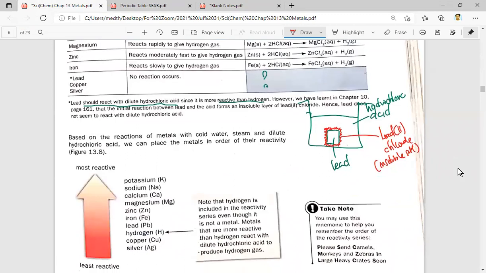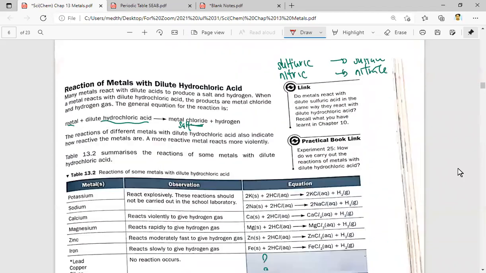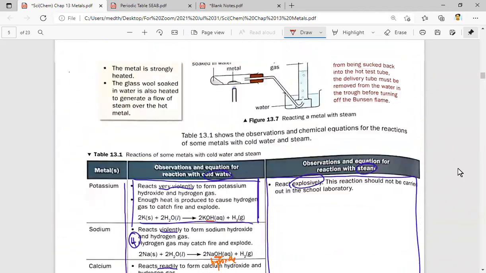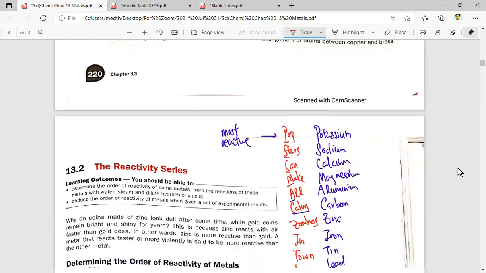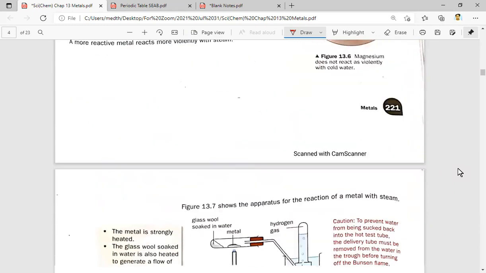Based on the reaction of metals with cool water, steam, and dilute hydrochloric acid, we can place the metals in order of their reactivity. This is what is given in your textbook, but I've added some additional elements within here, and hence we got this. Pop stars can make all come zombies in town lose his cool SG. That is the order I need you to remember and really just keep it in your head. If you want, you can test your friend once in a while to stay fresh in terms of the reactivity series. Okay, so let's scroll down.